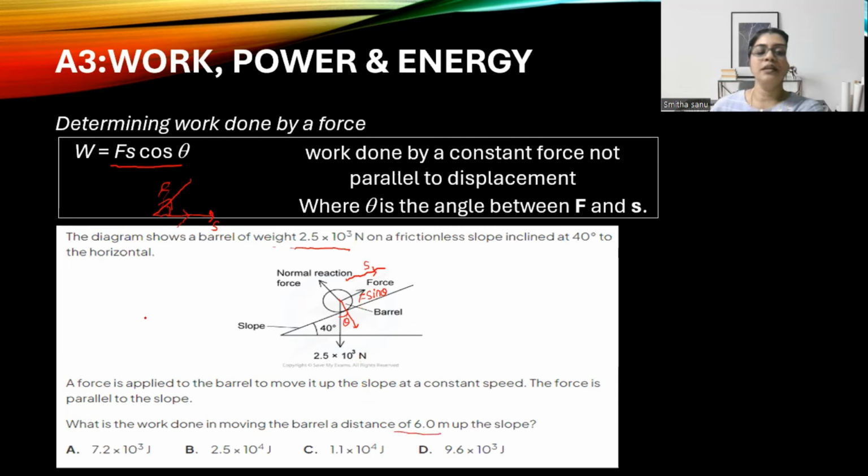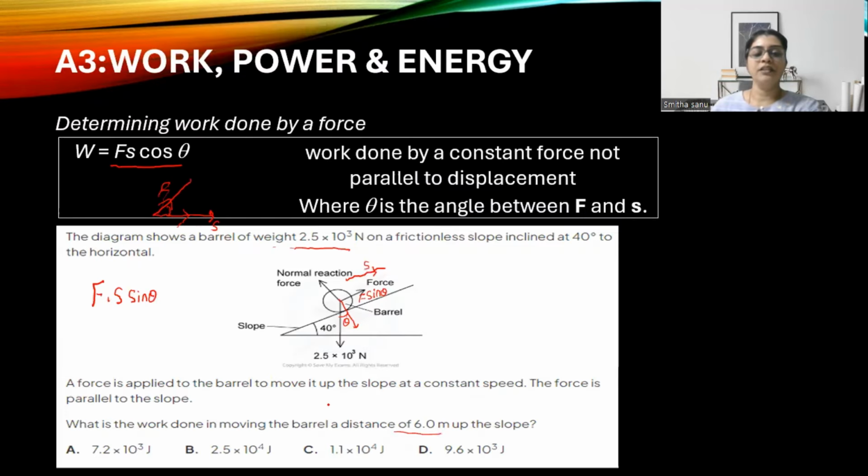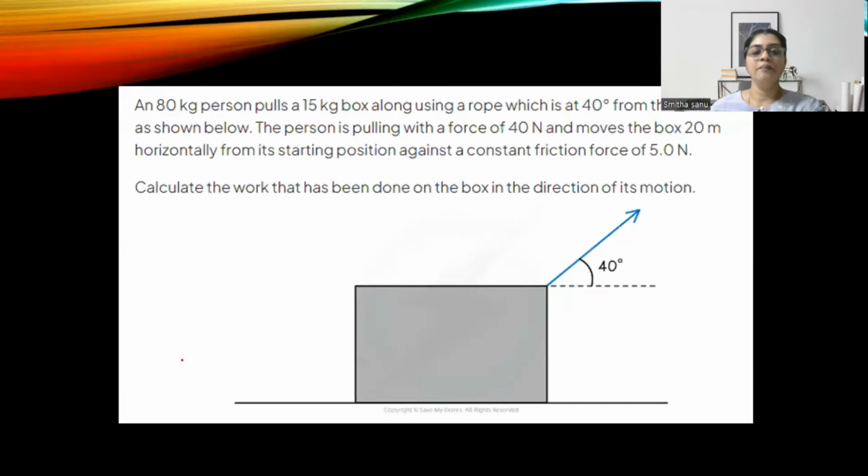So your sum is basically F into S sin theta. Plug in the values and look for the answer. It is 2.5 into 10 to the power 3 times 6 meters into sin 40. That should give you the answer, which is 9.6 into 10 to the power 3, which is option D. You can see here, this is the answer. So always understand that the component of force in the direction of displacement is what you are supposed to take. Let's go for another example.